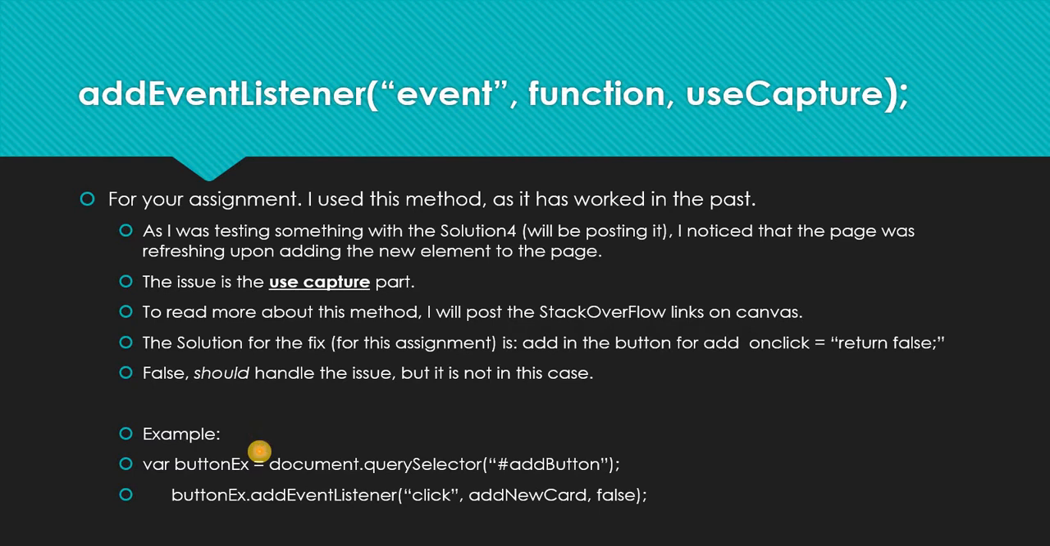Like with this example, we have a query for the add button, hashtag add button, that's an ID there. And then I have it assigned to the button to add new card and put it to false. And with the click being a single click, it should work. And then it should call that function, add new card, put all the information in there, and voila, we'll be done. And other things that we will be covering later.